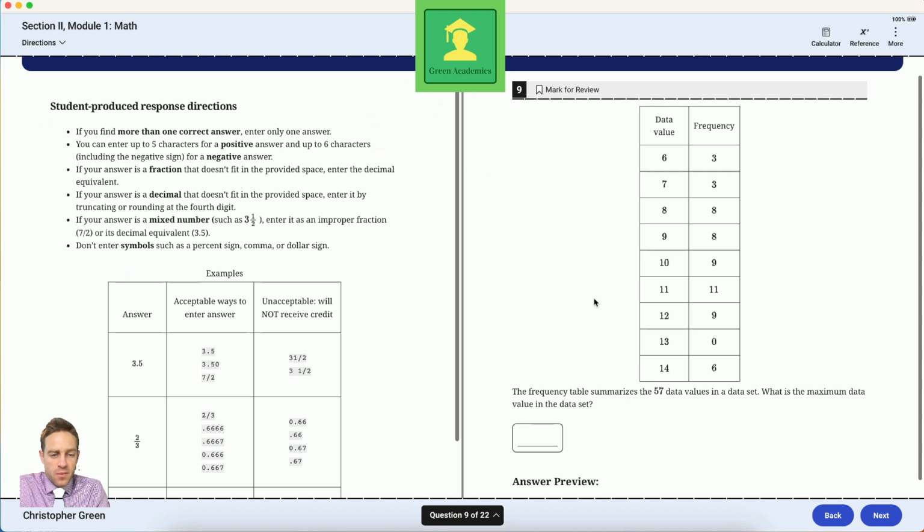The frequency table summarizes the 57 data values in a data set. What is the maximum data value in the data set? Interesting. This is almost a trick question.